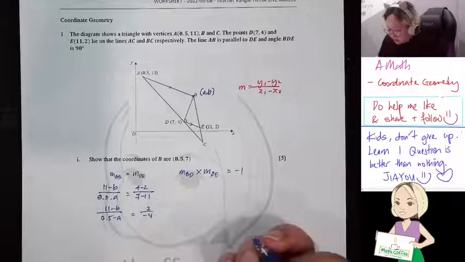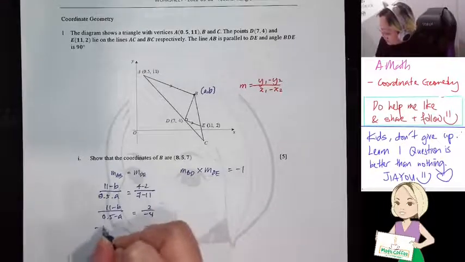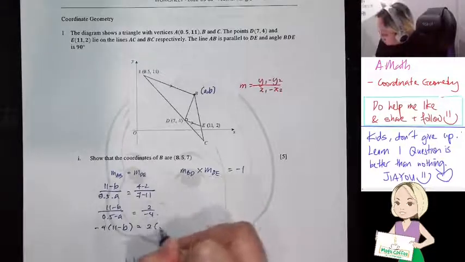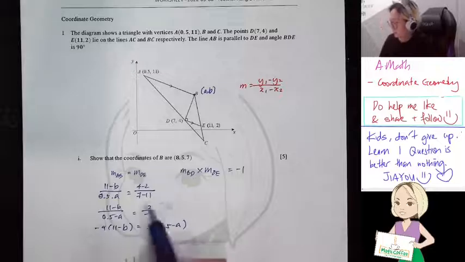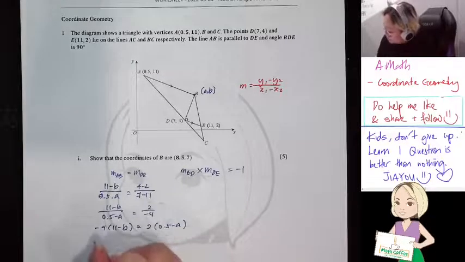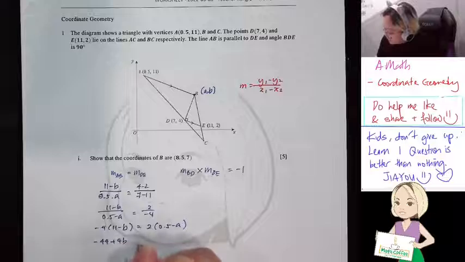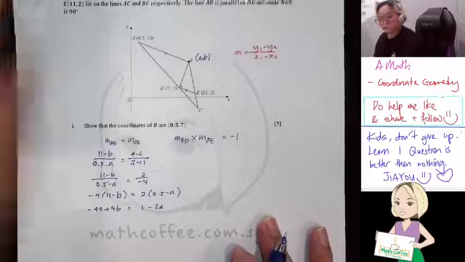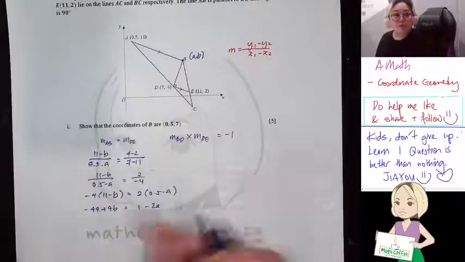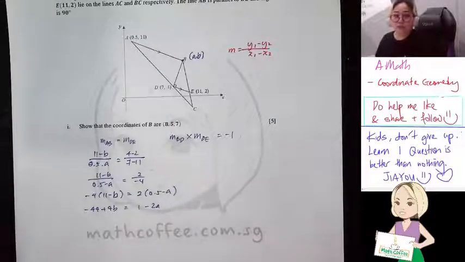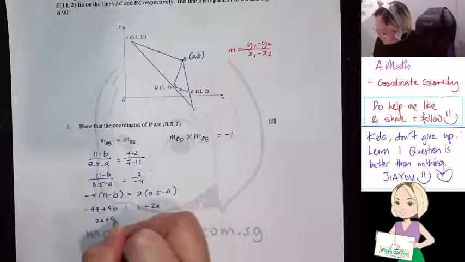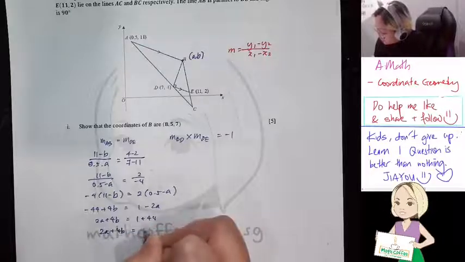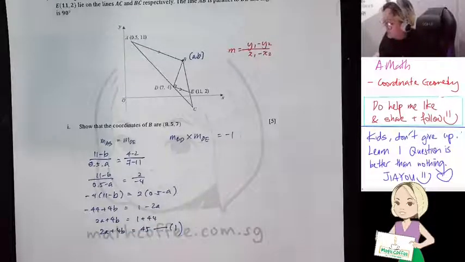So I'm going to cross multiply. So I will have -4(11 - b) equals 2(0.5 - a). What I did was just cross multiply. So expanding out, -44 + 4b equals 1 - 2a. So what I'm going to do is put all the a and b to one side and the numbers to the right hand side, just like normal simultaneous equations. So I will have 2a + 4b equals 1 + 44. 2a + 4b is equals to 45. So this will be my equation 1.